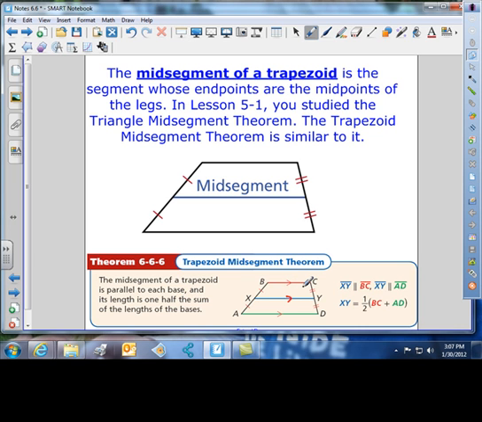But what we know is it's parallel to each of the bases, so this is parallel with those other two bases. And you can almost look at this as a formula. The measure of that mid-segment is half of the sum of the lengths of the bases. So if you know BC and AD, you add those, take half of that sum, that finds the measure of that mid-segment.